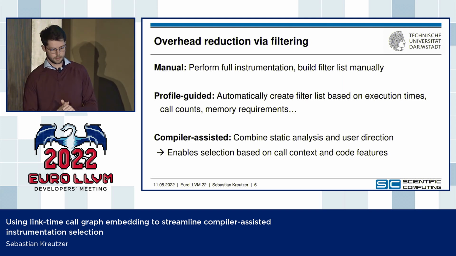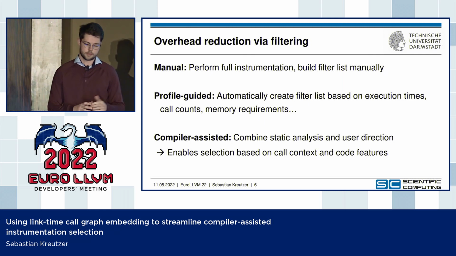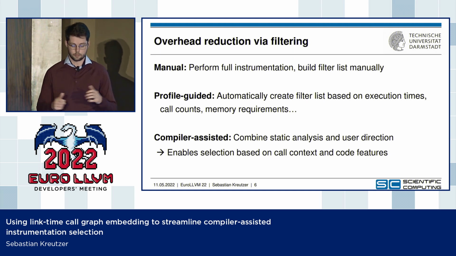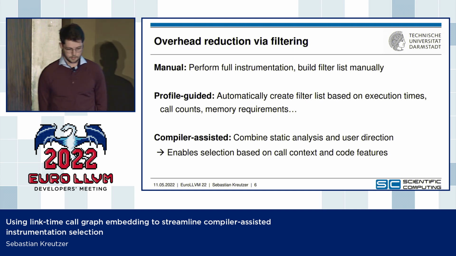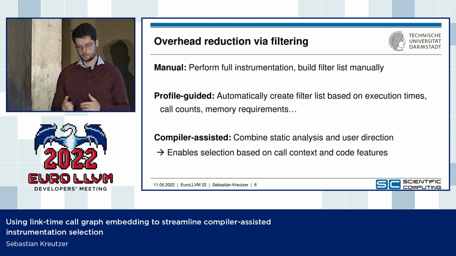Then there's tools that allow what I call profile-guided selection, where it's basically the same thing, but the building of the filter list is done automatically based on execution times, call counts, or memory requirements using some heuristic. And what I'm mainly interested in is this third category, which is compiler-assisted instrumentation selection, where we try to combine static analysis and user direction.